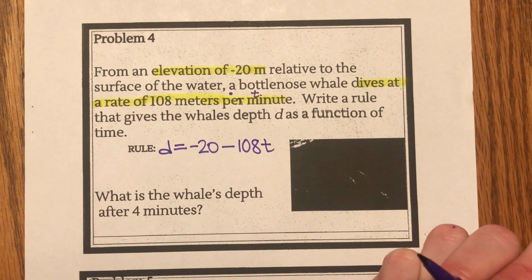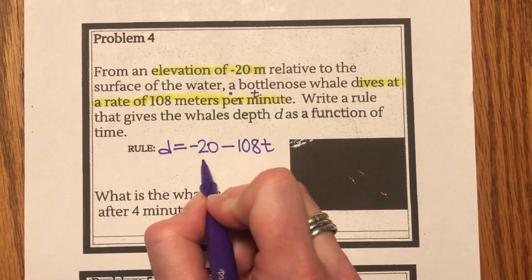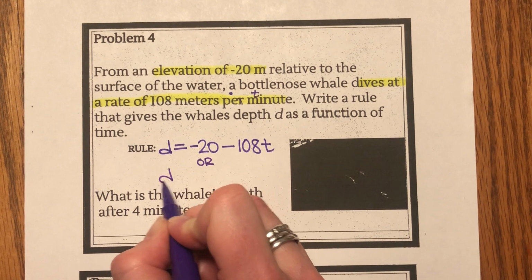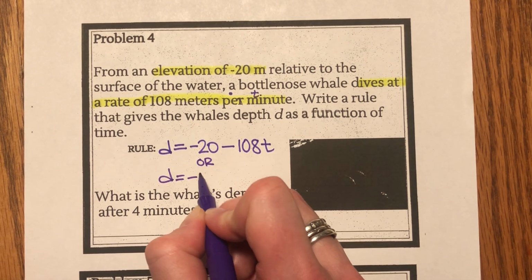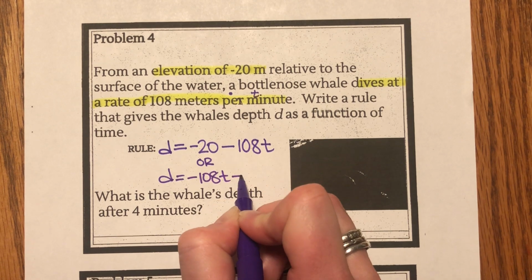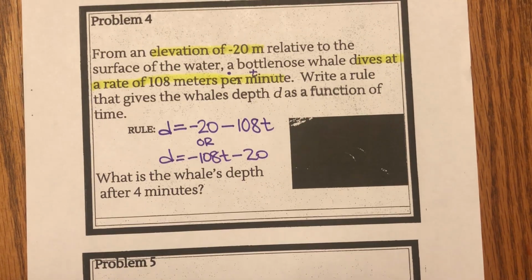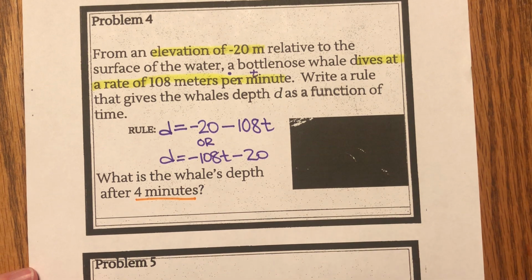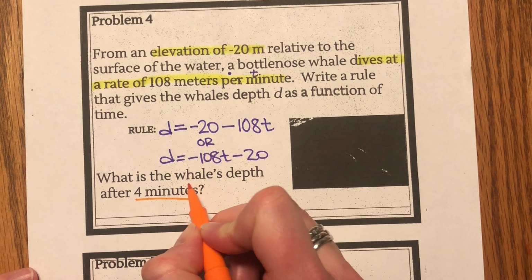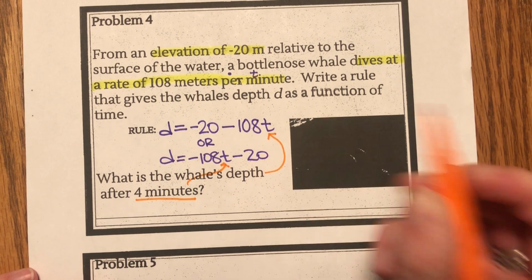You could also use M for minutes too. You could also reverse this, so that is D equals, and remember the signs go with, so negative 108T minus 20. What is the whale's depth after 4 minutes? It doesn't matter which formula you use. Here you're talking about 4 minutes, so you're going to plug in for time, which would go here in that one, or if you're choosing that first one, it would go there.